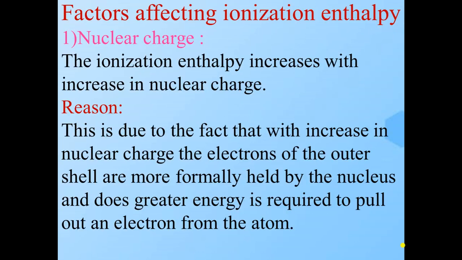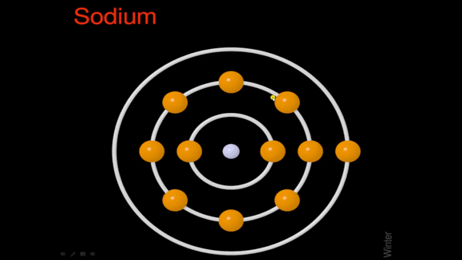Next are the factors affecting ionization enthalpy. First is nuclear charge. Nuclear charge means the force of attraction between nucleus and outermost electron. So the ionization enthalpy increases with increase in nuclear charge. If nuclear charge is more, that means the force of attraction between nucleus and outermost electron is more. So we have to provide more energy to remove this electron. That means ionization enthalpy will be high.